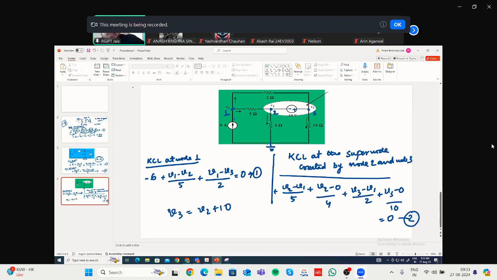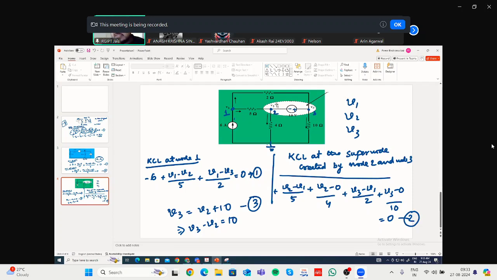Now V2 can be negative. If V2 is negative, then it will be that negative plus 10. If V2 is positive, then it will be added with 10 volt. So this is your third equation. That means V3 minus V2 is equal to 10. So if you use these three equations, now what do you have? You have three equations, three unknowns. You'll be able to find out the values of V1, V2, and V3.